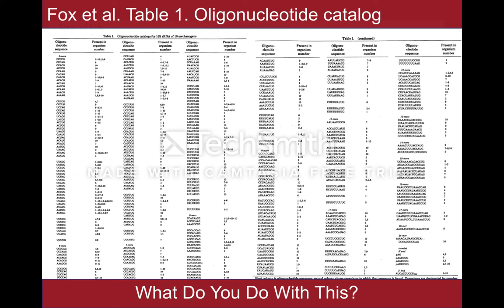But the point is, you could build this catalog, and here's the great part of this. You could then go to another organism and build a catalog, and you just store the data. Right? You're not comparing organisms to each other.